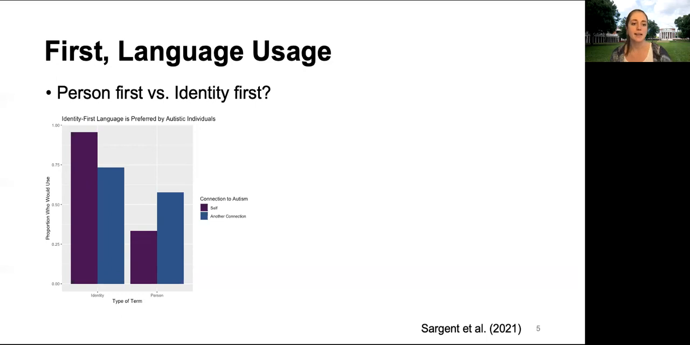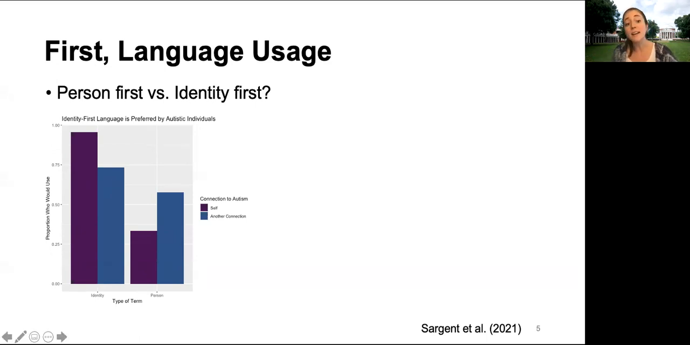And you see here that on the left, these bars are the proportion of people in our sample who said that they would use at least one of the identity first terms we offered, like autistic or autistic person. And then these bars here on the right are representing the number of people who said that they would use one of the person first terms we offered, like person with autism.